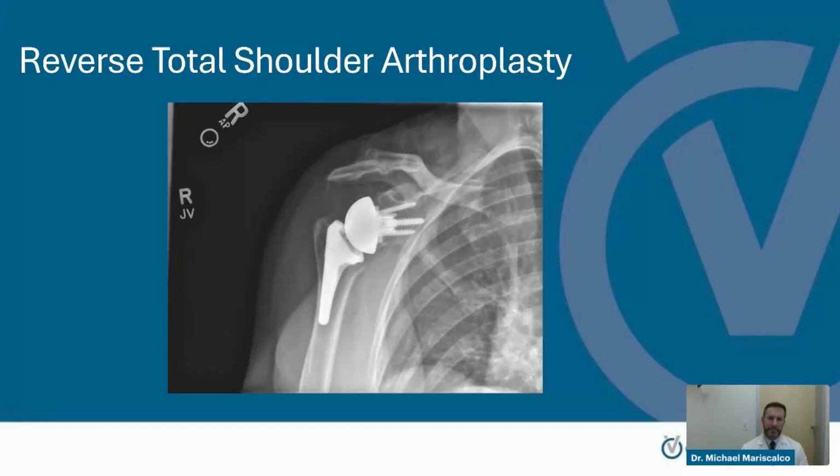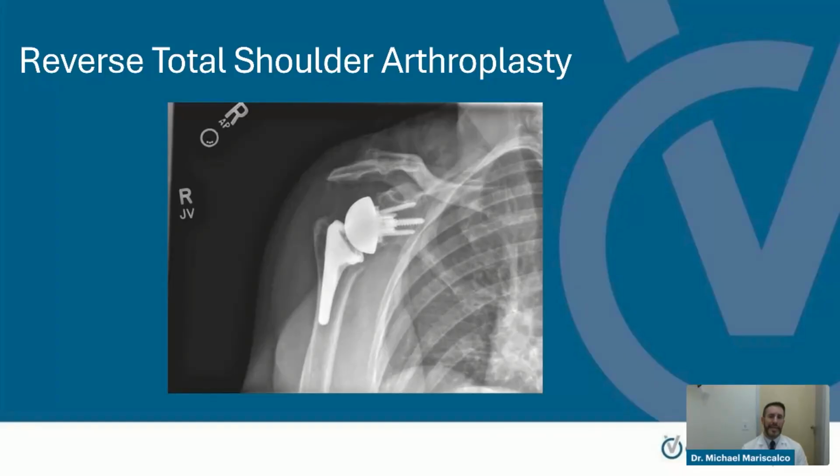So this is an example of an X-ray of what it looks like. Essentially, it is repositioning or changing the position of the ball on the socket, positioning the ball on the socket side and the socket on the ball side. And what it allows for is the deltoid muscle, that's the big muscle on the side of the shoulder, to be the primary mover of the shoulder.